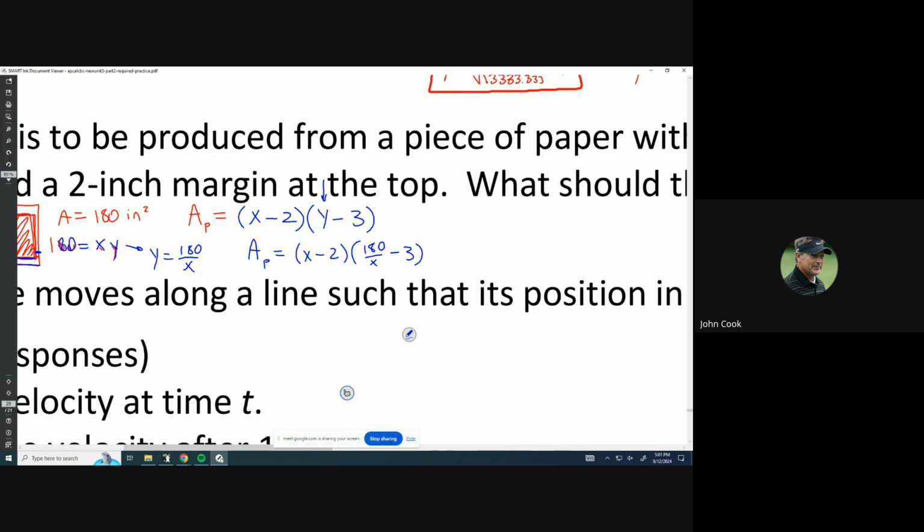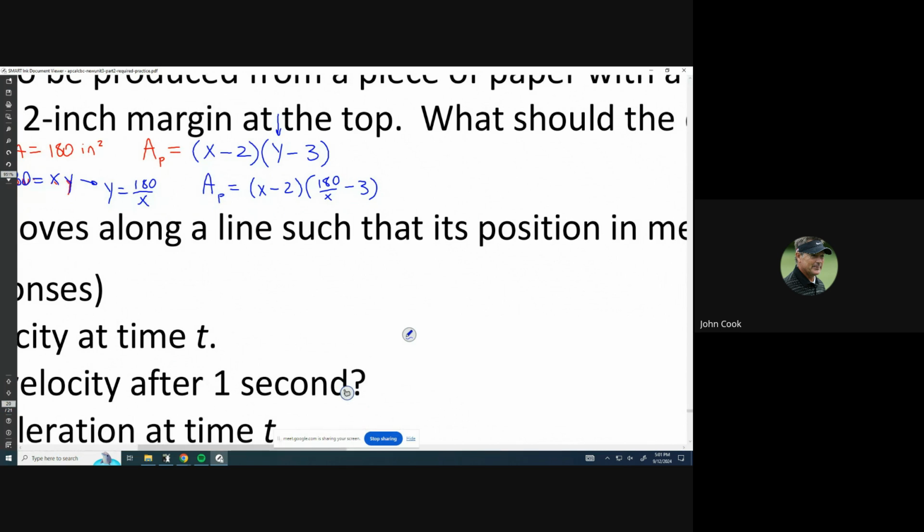Now, I've got to take the derivative and all that kind of stuff. But what I'm going to do first is FOIL this, because I'm thinking a little bit ahead. I've got to take the derivative of this thing, and it might be easier just to FOIL it out and work with the power rule for a lot of this instead of the product rule. So that's what I'm going to do.